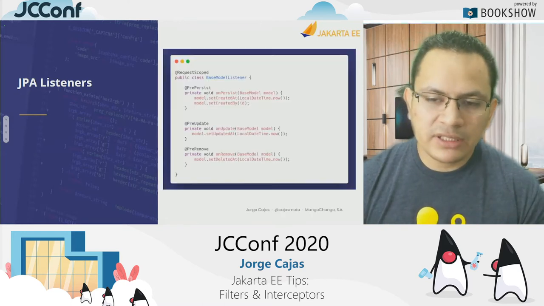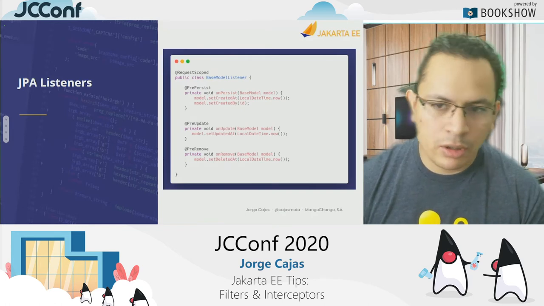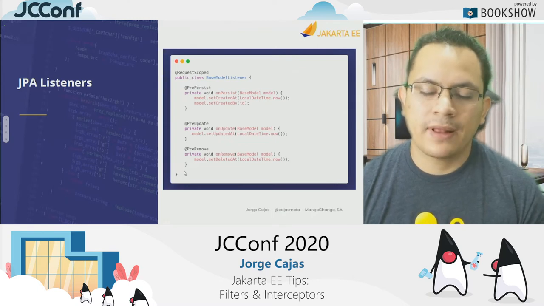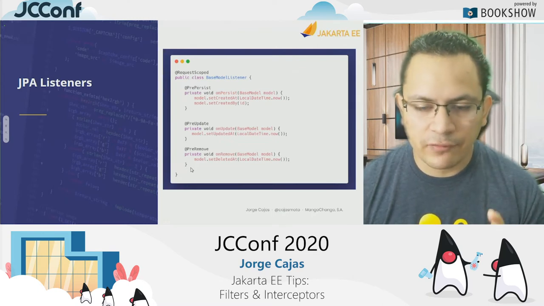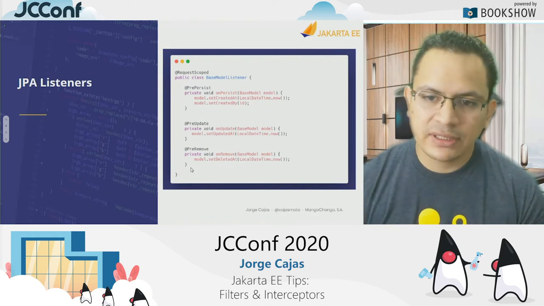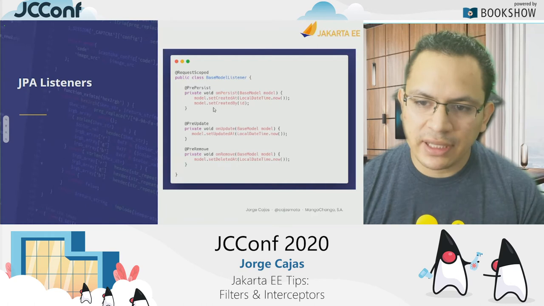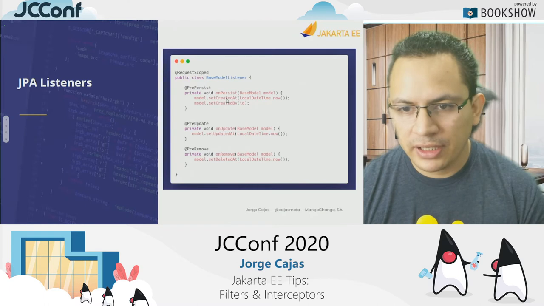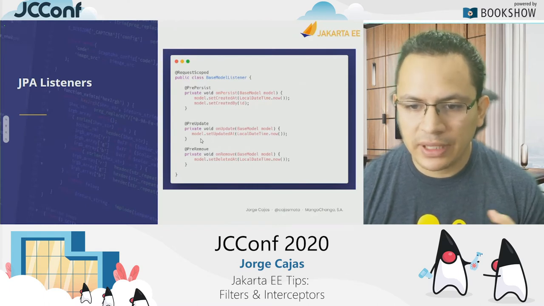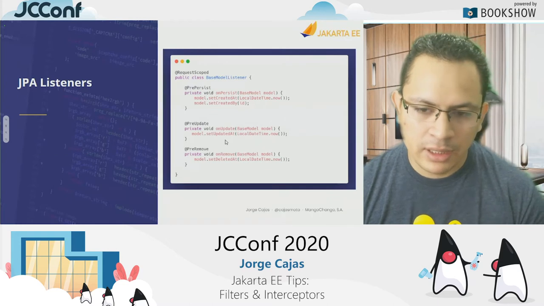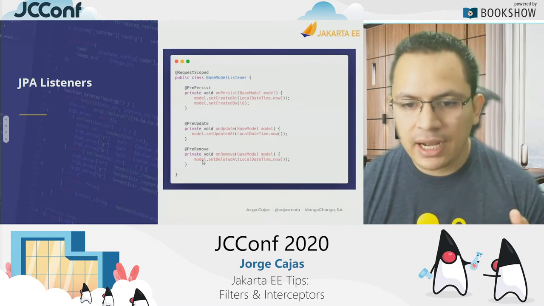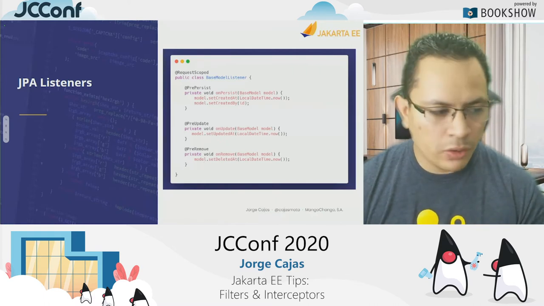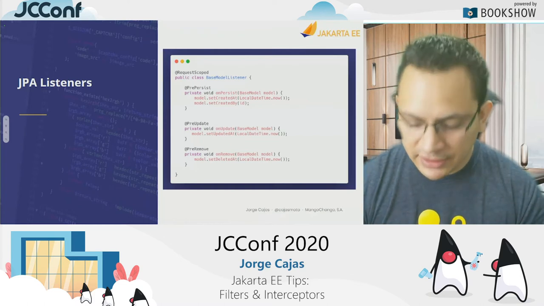So this is how a listener looks. Basically, this listener is instantiated because you need to create a new instance of it every time that you have a request. For example, we have the pre-persist that sets the created at and created by columns on the entity, the pre-update that updates who updated this entity, and the pre-remove, because maybe you are doing soft deletes and you want to know who deleted the entity from the database.